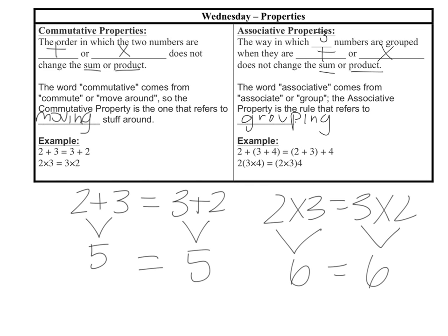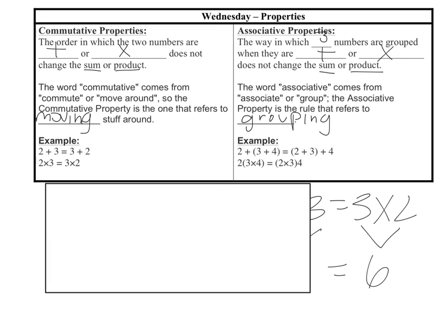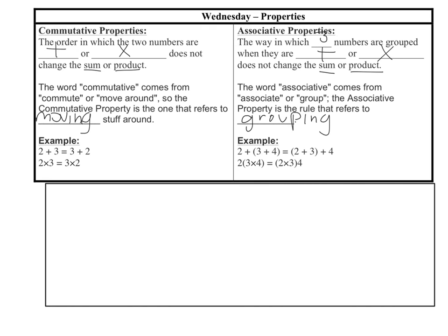And if you think about that in terms of real life, the people that you associate with are your group of friends. So you're grouping together. So our two examples, first we have associative property of addition. So 2 plus 3 plus 4 is equal to 2 plus 3 plus 4. So I'm going to go ahead and actually solve that so we can see if that's actually equal.